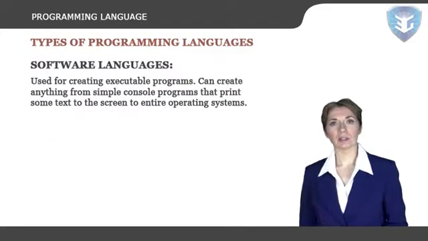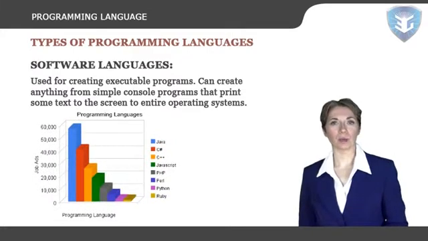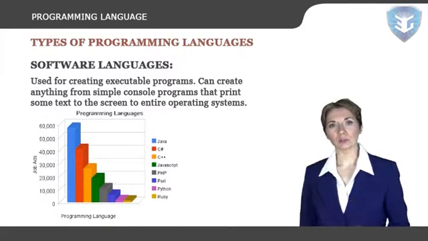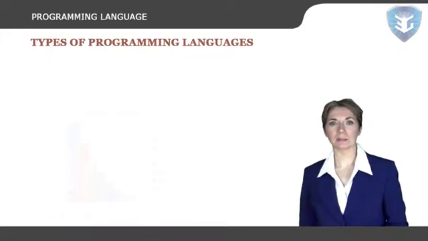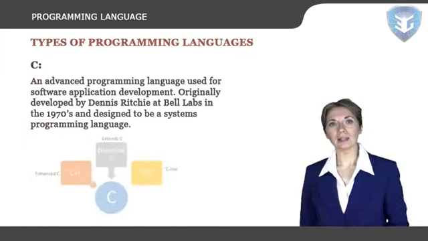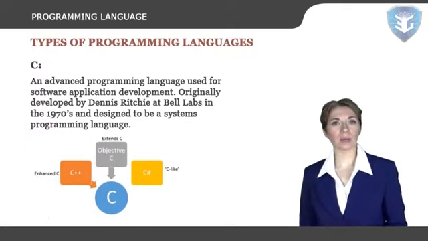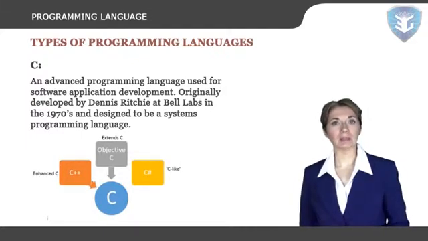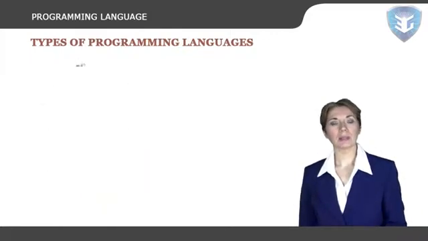Software languages, used for creating executable programs, can create anything from simple console programs that print some text to the screen to entire operating systems. Varies greatly in terms of power and complexity. C, an advanced programming language used for software application development, originally developed by Dennis Ritchie at Bell Labs in the 1970s and designed to be a systems programming language. The Unix operating system is written in C.